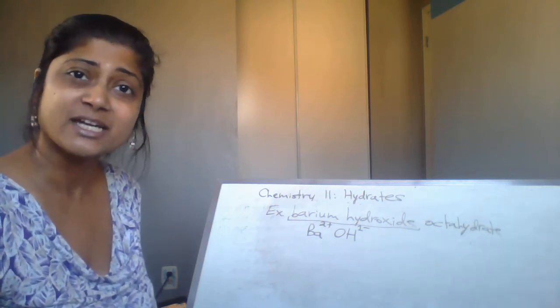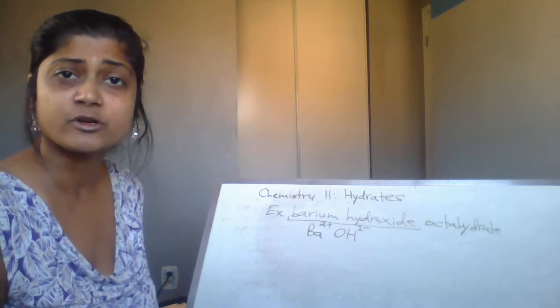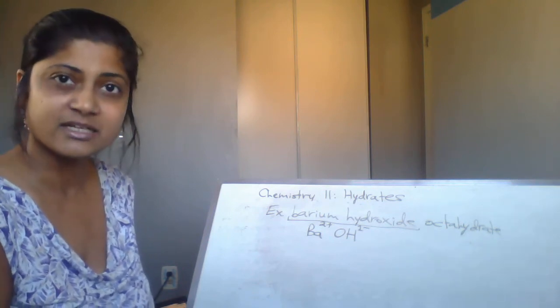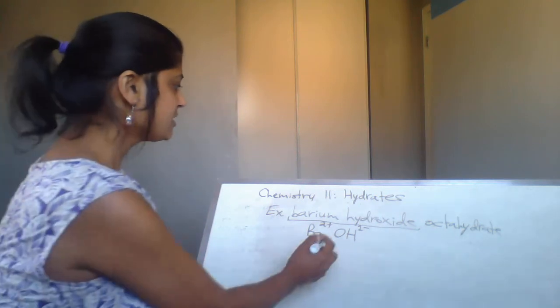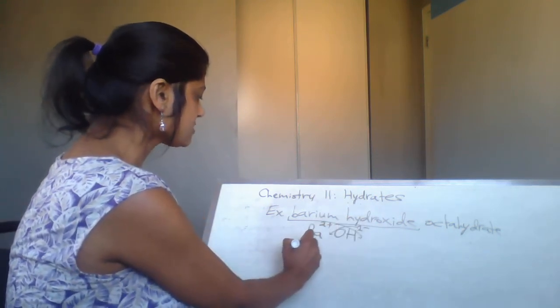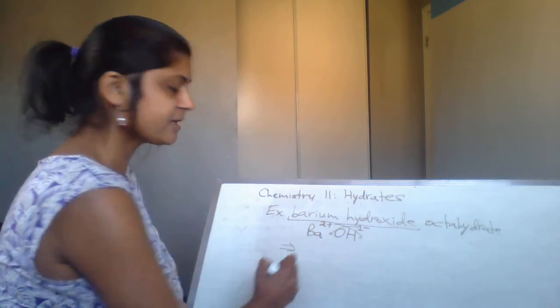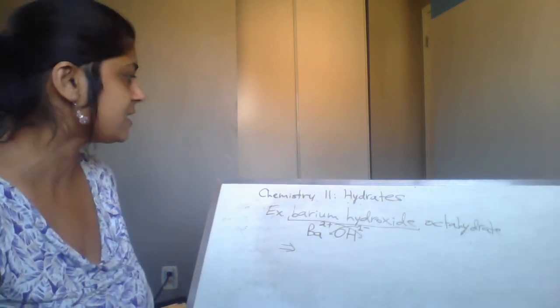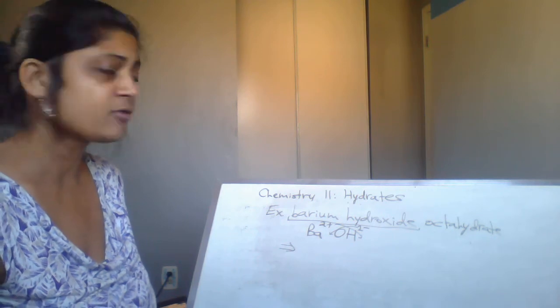Even when I'm checking my answer, say at the end of a test or a quiz, I can make sure that it is the right answer. Okay, so we're going to cross over the charges, just like this. I'm going to put an arrow here, just to show you what the formula is here for barium hydroxide.